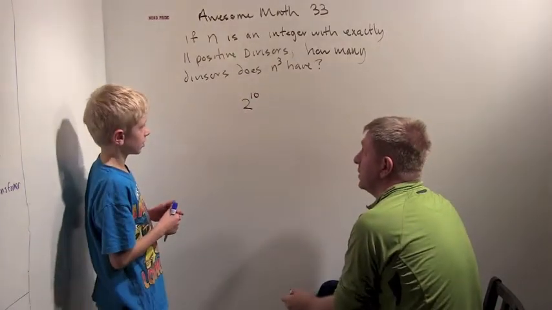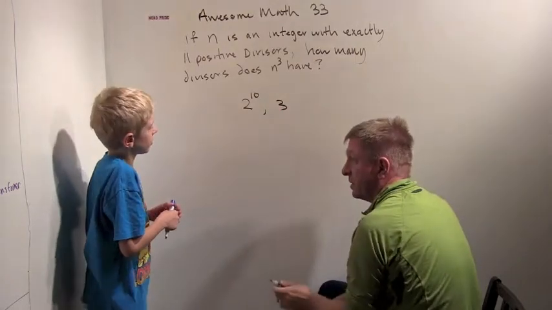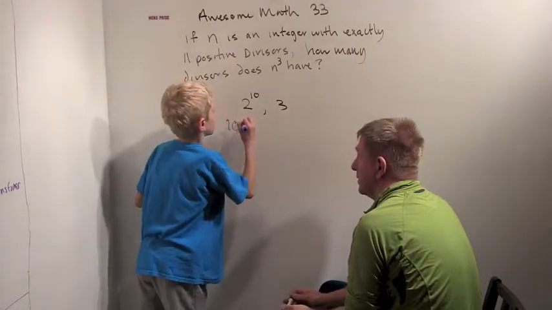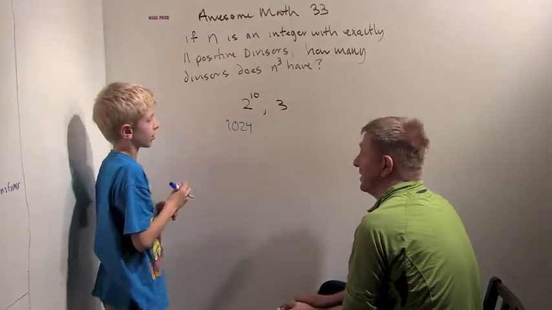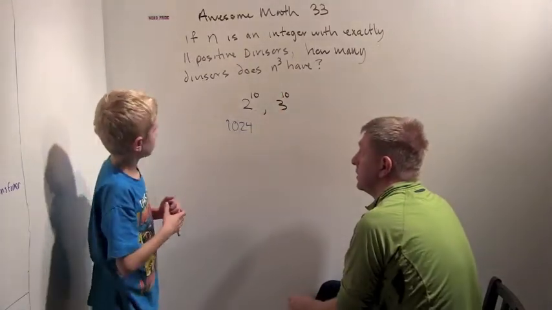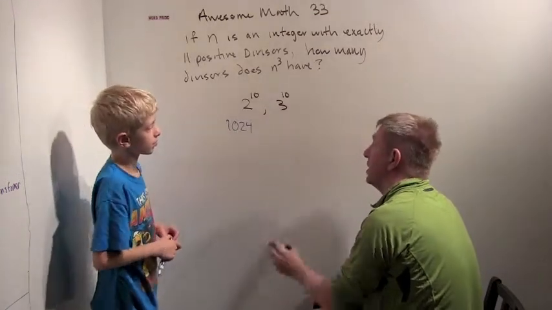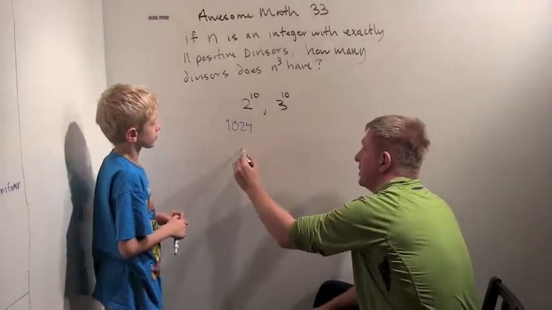That could be our number. Could it be 3 to the 10th? Oh, do you know what 2 to the 10th is? I think it's 1,024. Sneaky. That's right. Could it be 3 to the 10th? Yeah, it can be any prime to the 10th. Ah, any prime to the 10th power. How come it can't be something like 6 to the 10th?